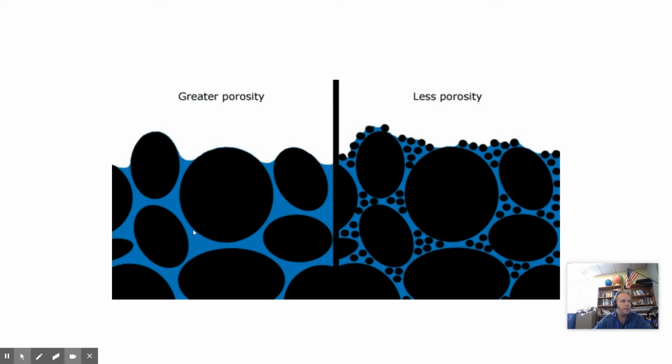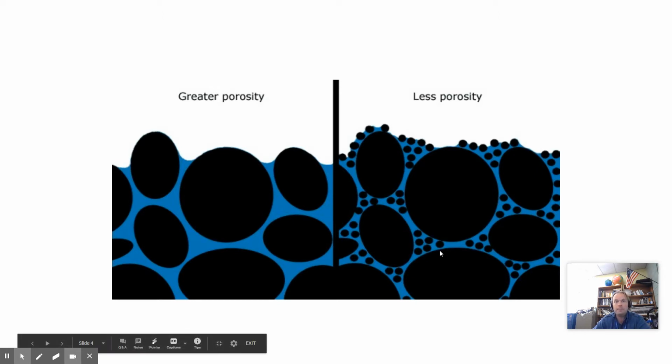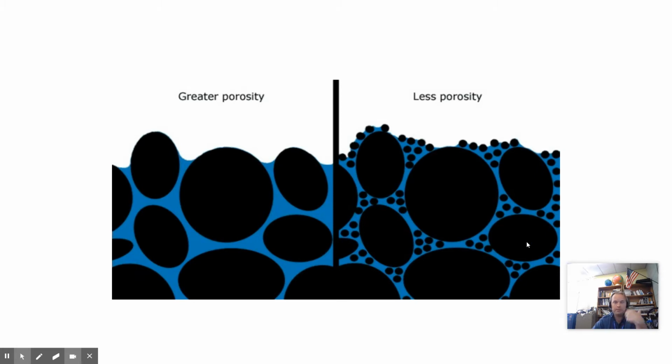So if you have sediments of a single grain size, as you're going to learn about this week, you'll have more porosity than if you have sediments of a mix of grain sizes. The porosity will generally be less because you have bigger sediments, but then you have little sediments filling in the bigger pore spaces. So this is pretty typical stuff.